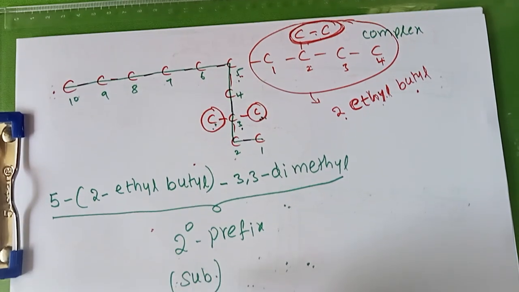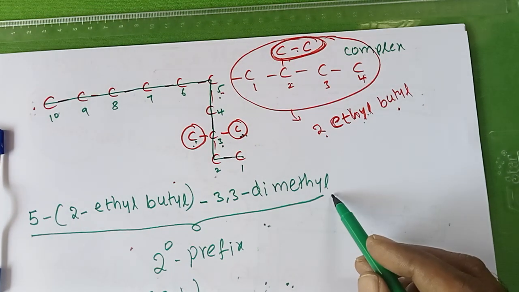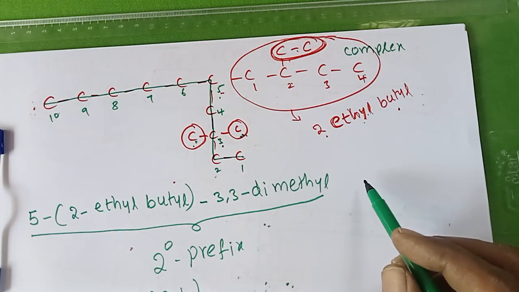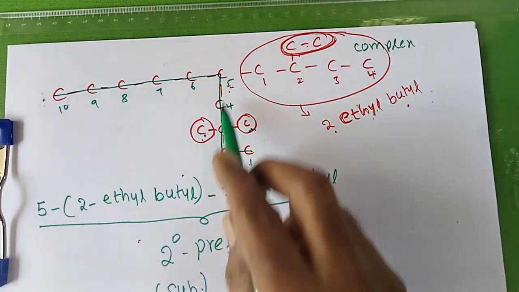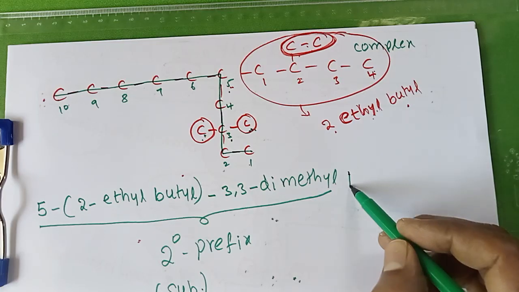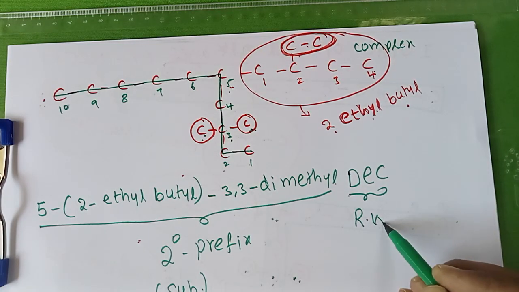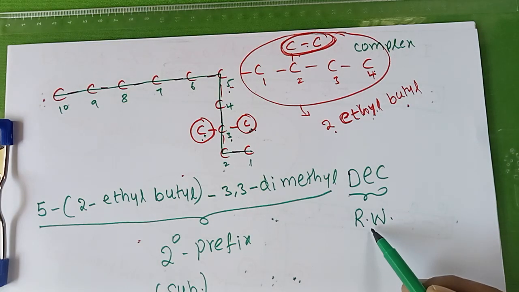SUB means substituent. Substituents only. Now after the secondary prefix comes the root word. In the parent chain, total how many carbons are there? 10 carbons. So with 10 carbons, the root word is dec. Dec is the RW. RW is the full form of root word.